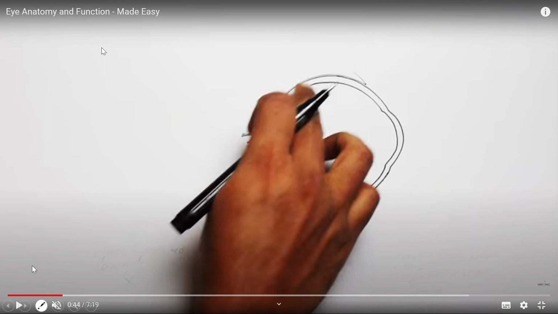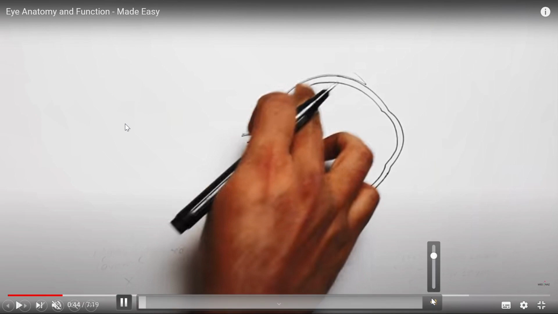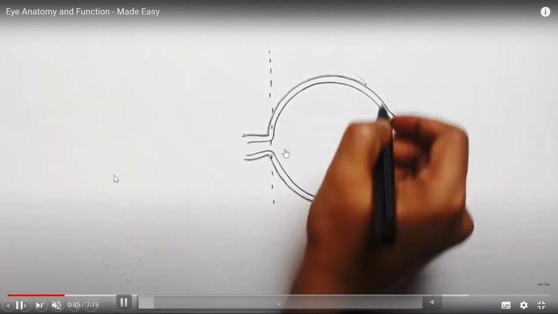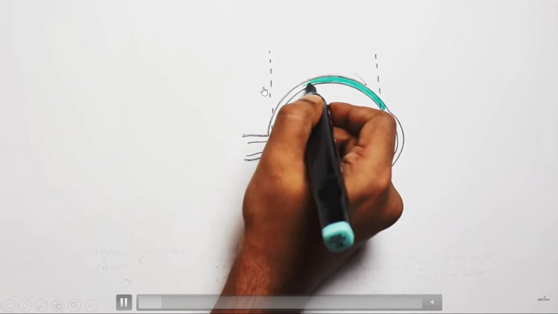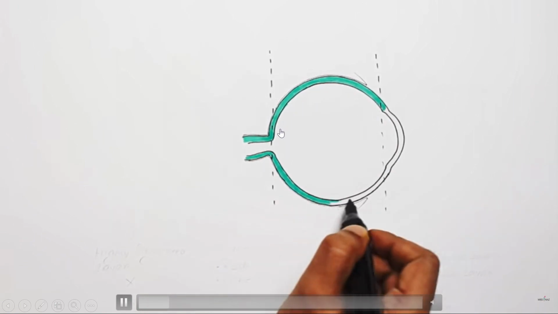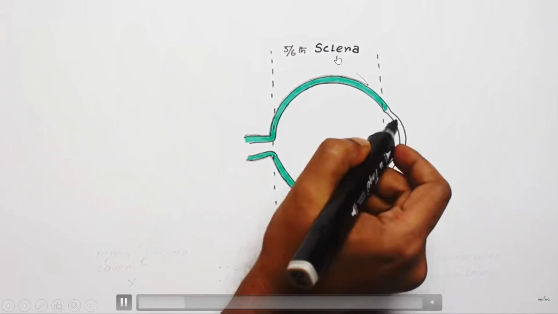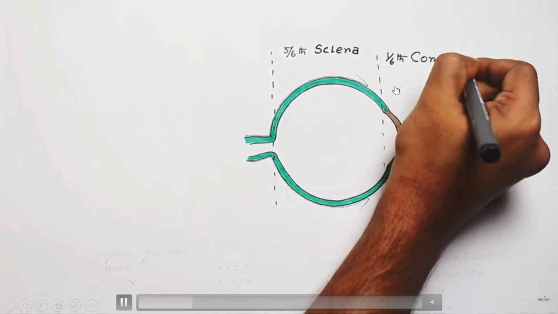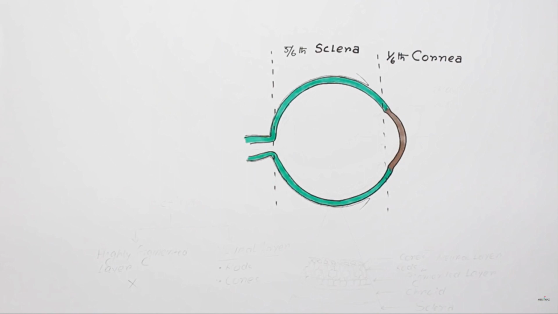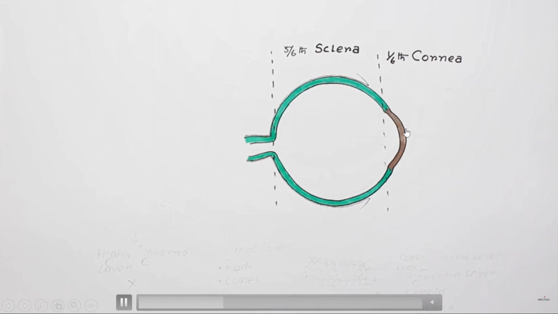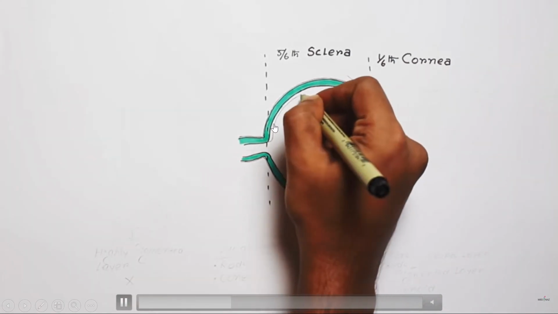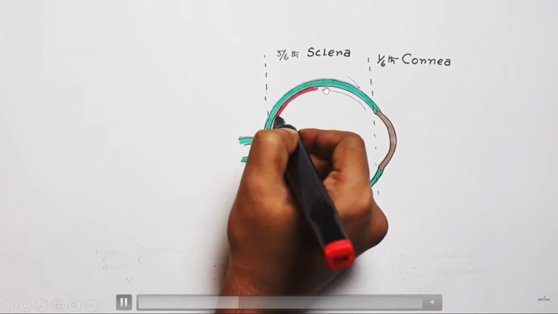So you can see here that our eye is nearly spherical in shape, and the outermost covering has two parts. The posterior, this greenish part, which is colored green, is the 5/6 part called the sclera, and the anterior 1/6 part is cornea. So cornea is the front part of the eye which is transparent and helps the light to enter into the eye, and most of the refraction takes place here. While sclera is the opaque part, I already told you, and the white part of the eye.